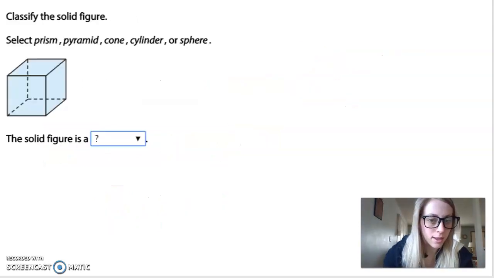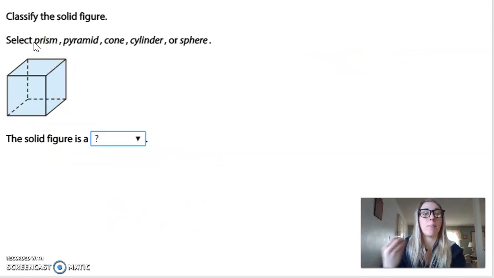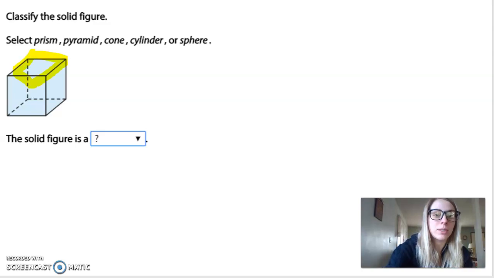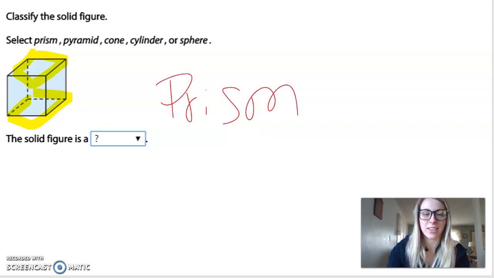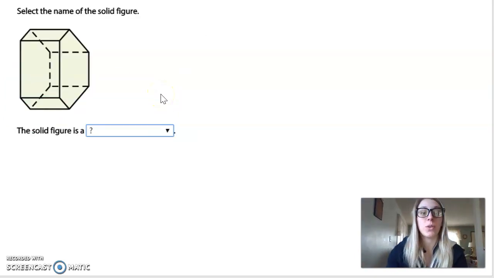Next question. It says classify the solid figure. Is this a prism, pyramid, cone, cylinder, or sphere? We have that top sandwich. We have that bottom sandwich. What is this going to be? If you answered prism, you are correct. Going on to the next figure that we have here. Don't get confused. This one is just tipped over. What is this figure called?